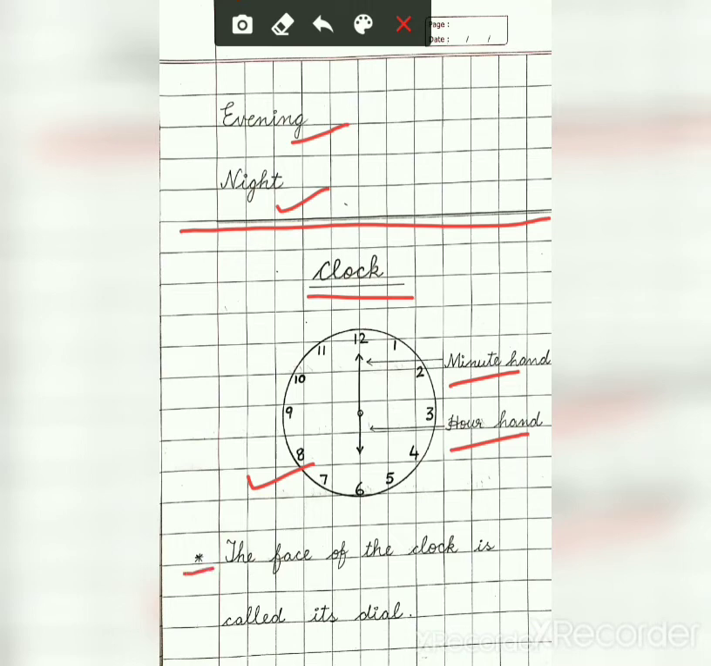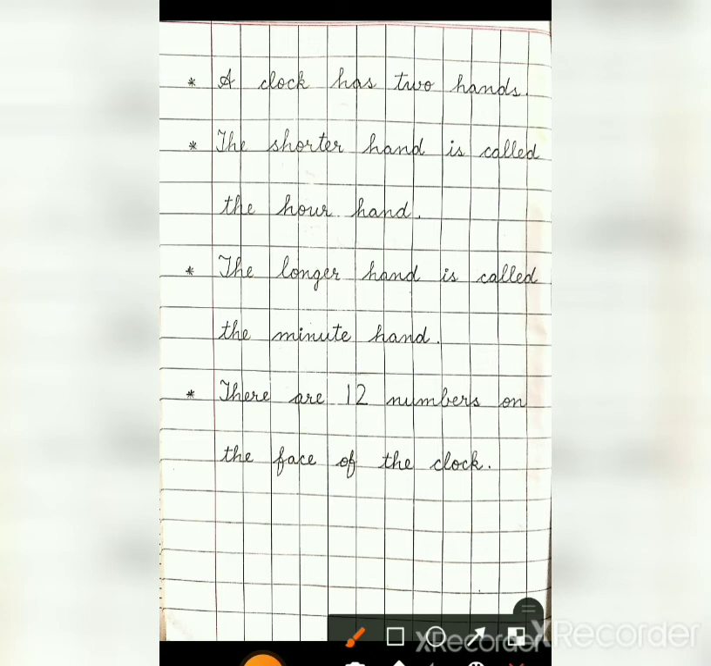First point, the face of the clock is called its dial. Second point, a clock has two hands. Third point, the shorter hand is called the hour hand. Fourth point, the longer hand is called the minute hand. And fifth point is, there are 12 numbers on the face of the clock.